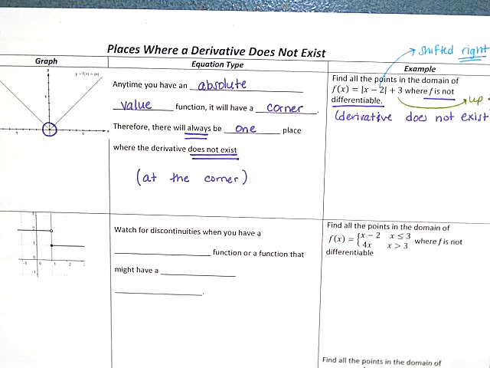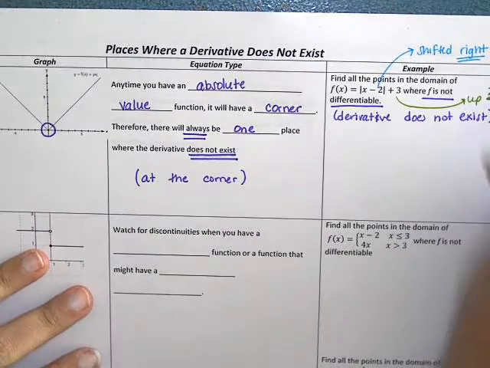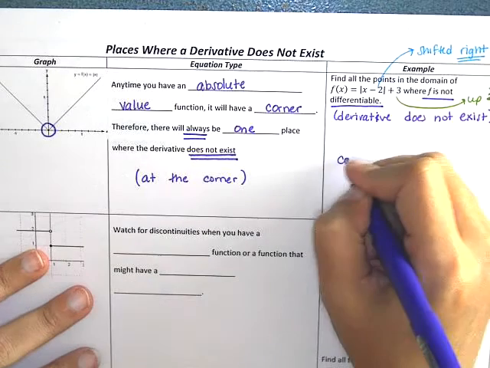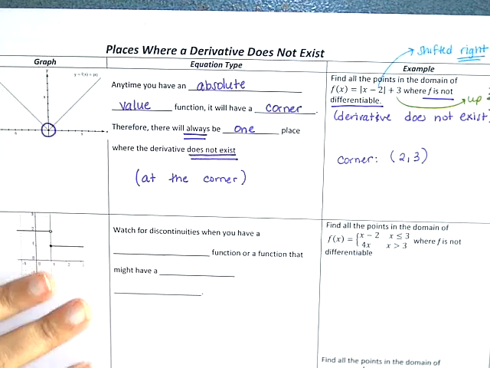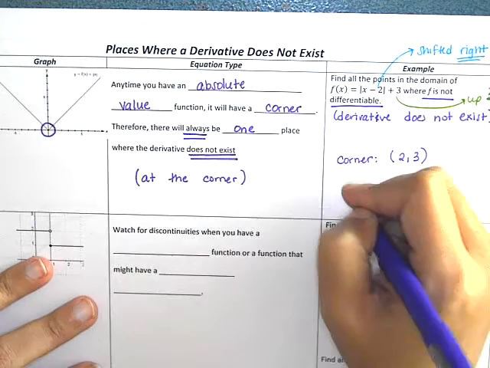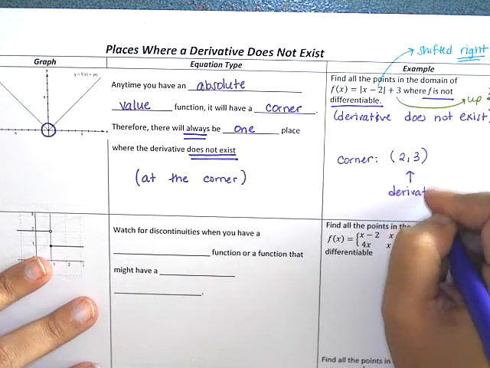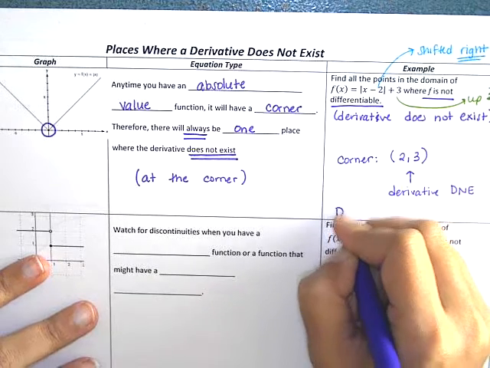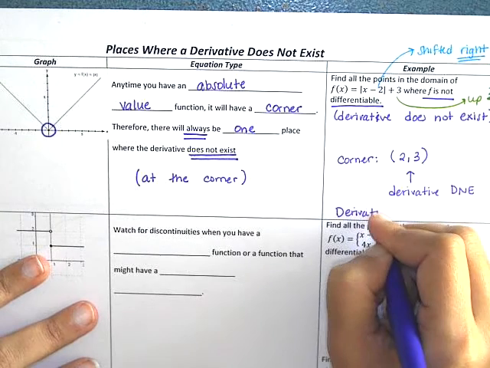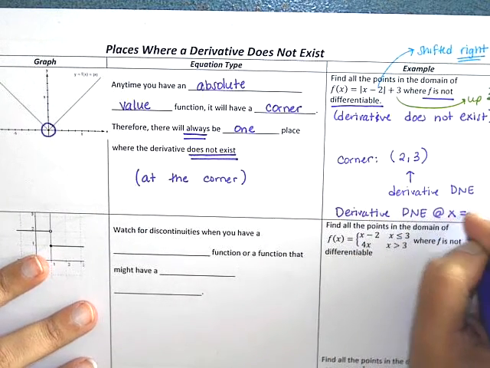So where would this derivative not exist? Normally, the corner is at 0, 0. But we were moved right 2 up 3. So the corner would be located at the point 2, 3, which means this is the place where the derivative does not exist. You could also say that the derivative does not exist at x equals 2.